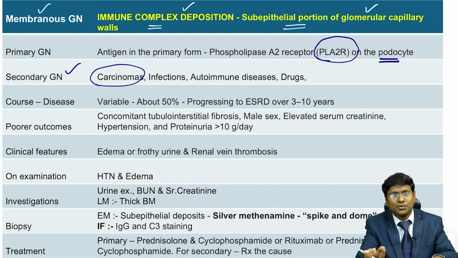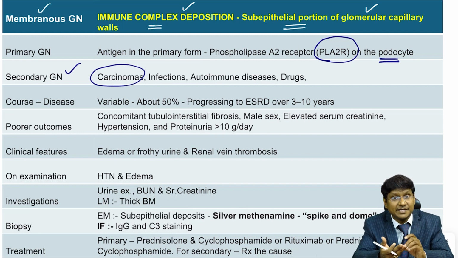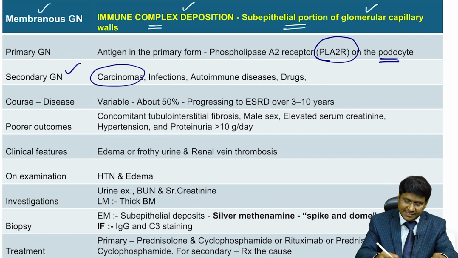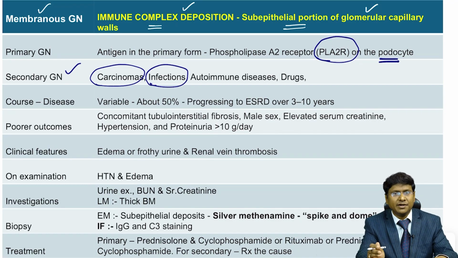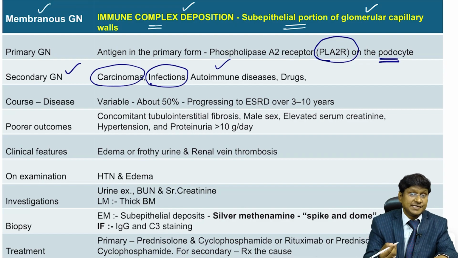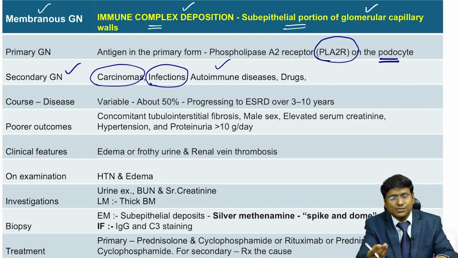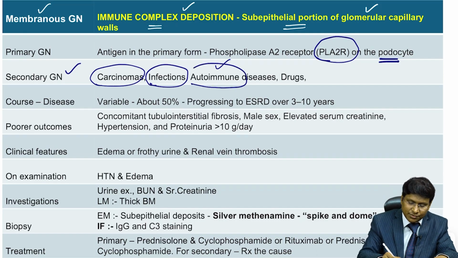So these are the malignancies that will contribute to secondary membranous glomerulonephritis, and the infections that will be causing membranous glomerulonephritis will be hepatitis B and hepatitis C, leprosy, syphilis, malaria, schistosomiasis, filariasis, and hydatid disease. These are the infections that will be contributing to secondary membranous glomerulonephritis. And autoimmune diseases that include systemic lupus erythematosus, rheumatoid arthritis, Sjogren's syndrome, Graves' disease, Hashimoto's thyroiditis, and primary biliary cirrhosis. These are the autoimmune conditions.